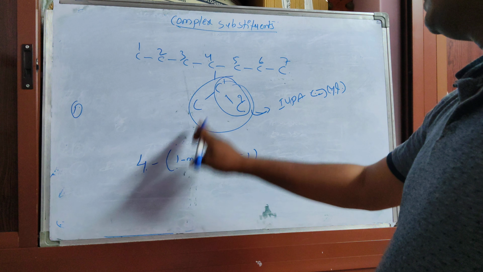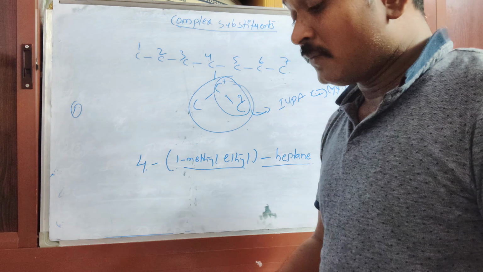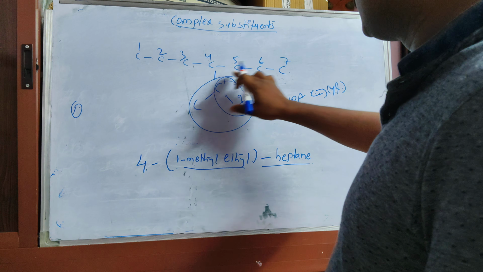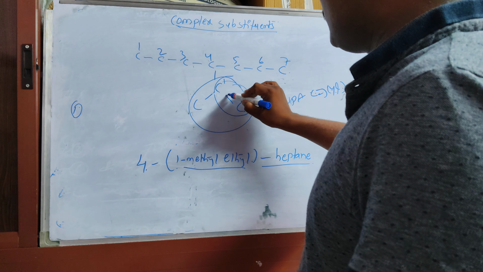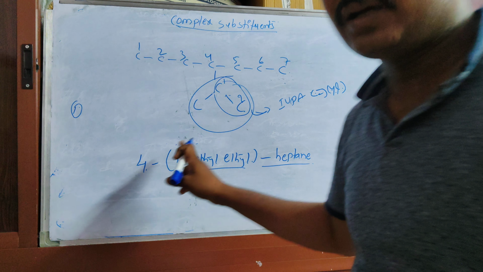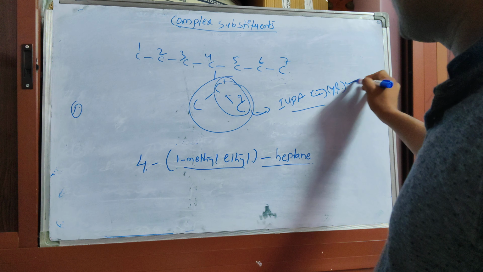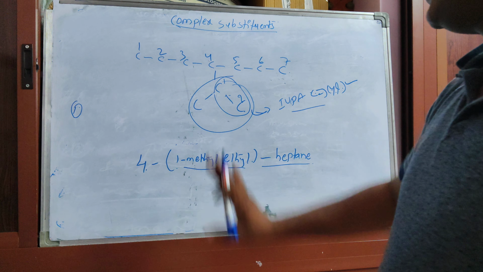At position 4, there is a complex substituent. Write the name for the complex substituent as usual by IUPAC. Then the main chain: this is heptane. 7 carbons are there, that's why alkane, that's why this is heptane. This is the explanation about the complex substituent and how to get the nomenclature. First, assign first priority to the normal carbon chain numbering. Then the substituent also follows the IUPAC name, but it ends with yl. This is one of the examples.